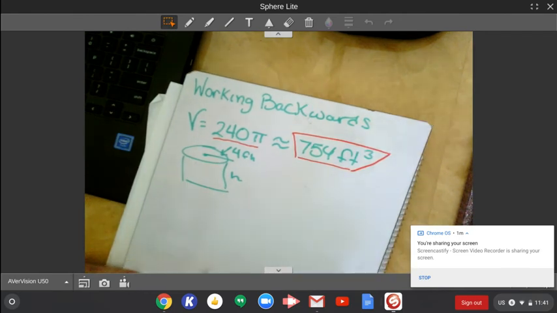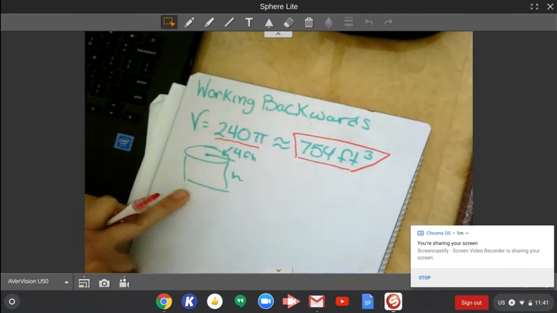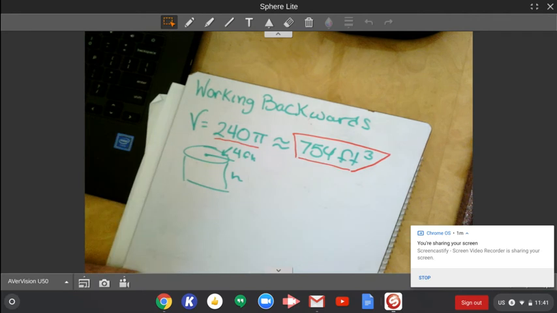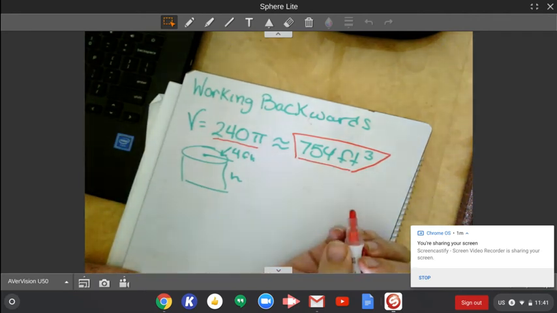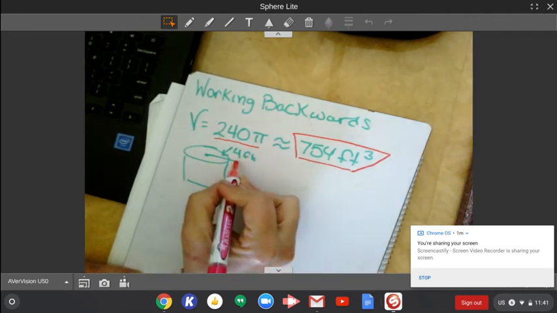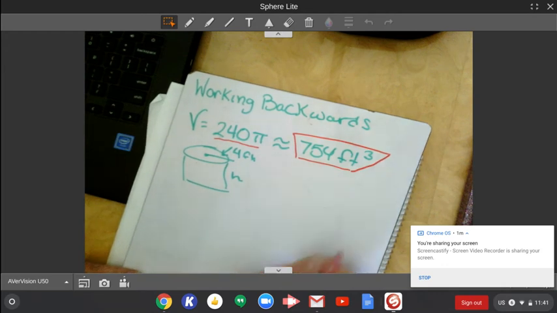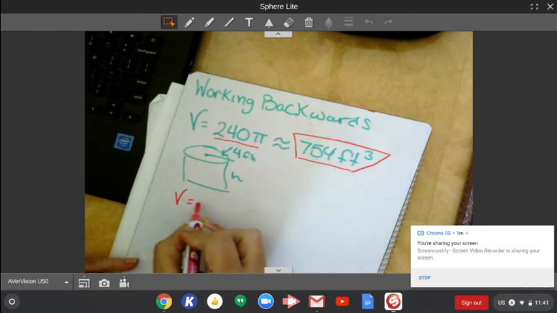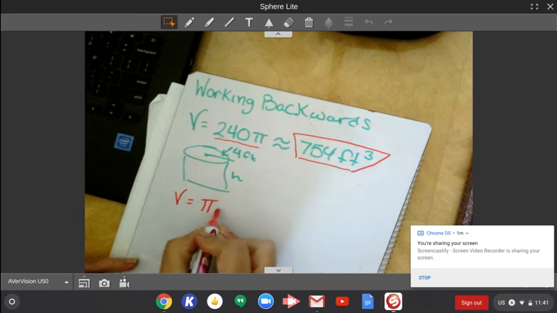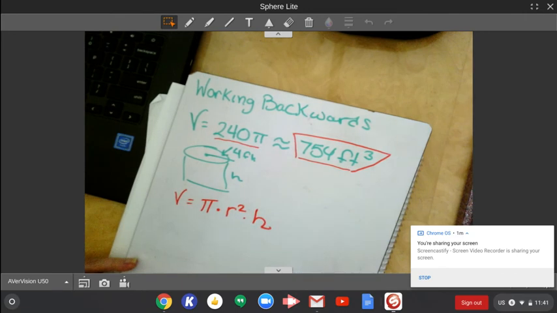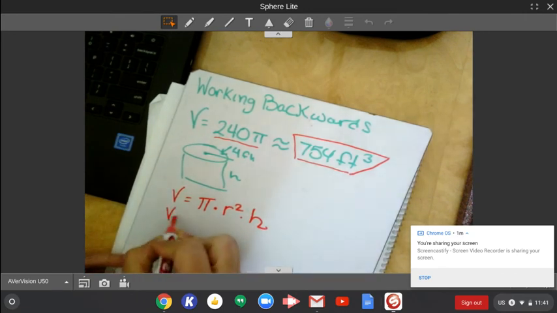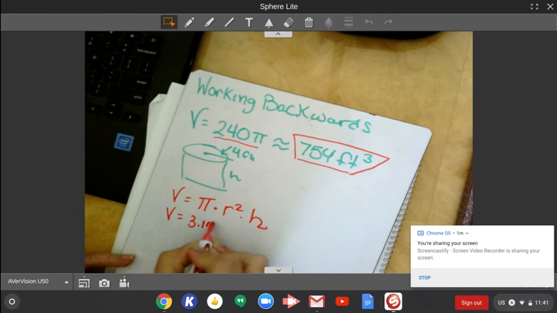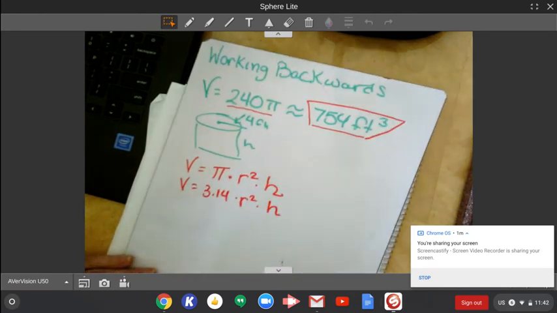Okay, so I'm going to tell you that the volume of this cylinder is 754 feet cubed. I know the radius is 4, and I need to find the height. I don't know what it is. So I write out the information. First, I'm going to start with the formula. Volume is pi times radius squared times height. Okay, and we all know that pi is approximately 3.14. So I'm going to start there.